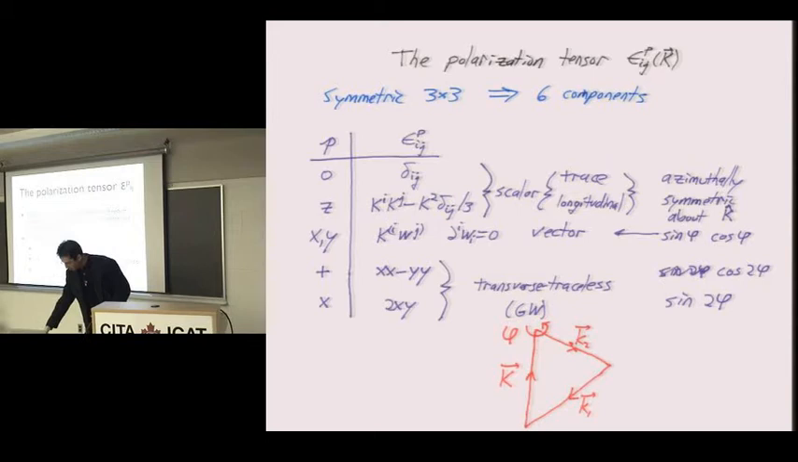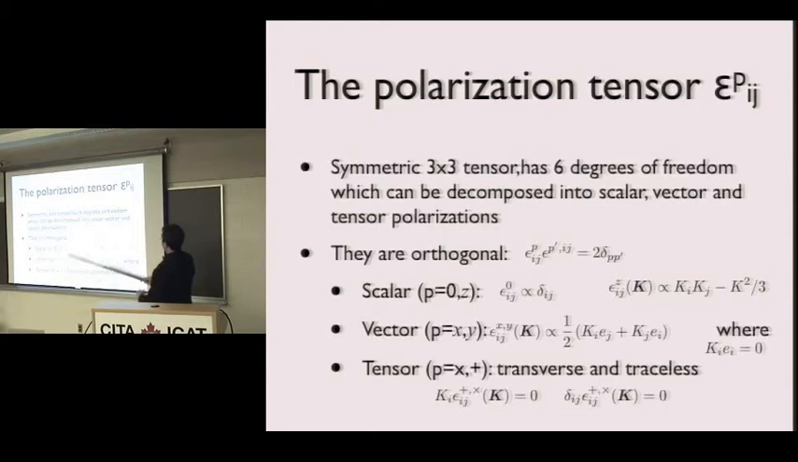So I think I've said most of what's on this slide, but one more time. The polarization tensor epsilon_ij is a 3x3 symmetric tensor most generally. It has 6 degrees of freedom, and that includes 2 scalar degrees of freedom, 2 vector degrees of freedom, 2 tensor degrees of freedom. So again, the scalar degrees of freedom are an overall scaling and a longitudinal component, the two vector degrees of freedom are the two different polarizations of the vector field, and the tensor are the two different polarizations of the tensor field.